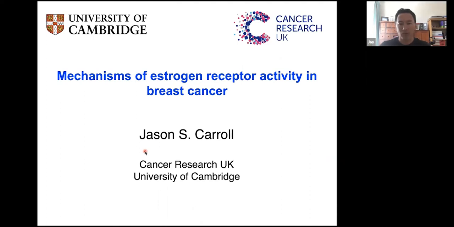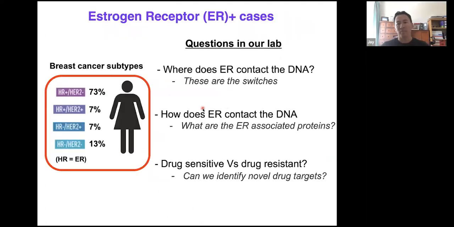So we're interested in estrogen receptor, mostly because it is the driving transcription factor in 3 out of 4 breast cancers. And we try and understand this transcription factor and its function by looking at where in the genome it interacts, because these are the switches, and how does it actually get onto the DNA or the chromatin. Now we know estrogen receptor uses a slew of associated proteins to open the chromatin, to access the chromatin, and to be able to elicit gene regulation, whether that's up or down.